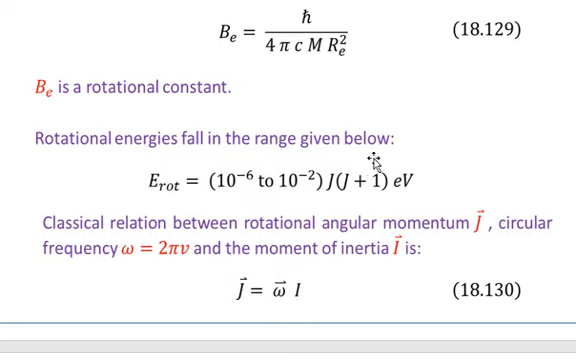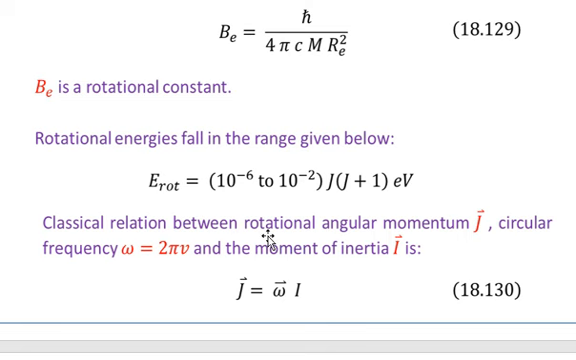Rotational energies fall in the range given below. E rotational varies from 10 to the power minus 6 to 10 to the power minus 2 times J(J+1), and these are in electron volts.